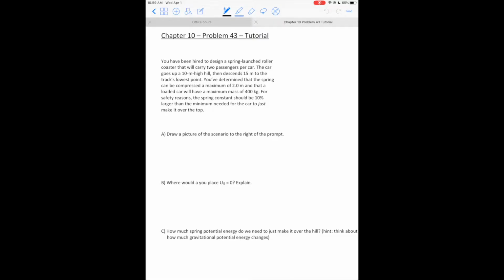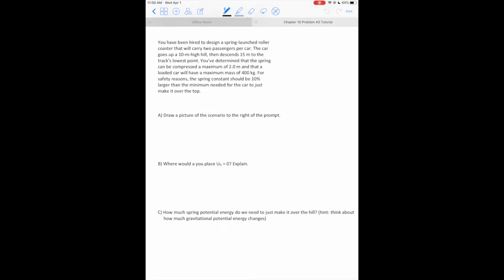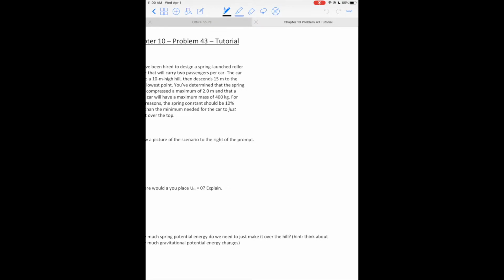You've determined that the spring-loaded car will have a maximum mass of 400 kilograms. For safety reasons, the spring constant should be 10% larger than the minimum needed to get the car just to make it over the top. So, first part is to draw a picture of the scenario to the right of the prompt.